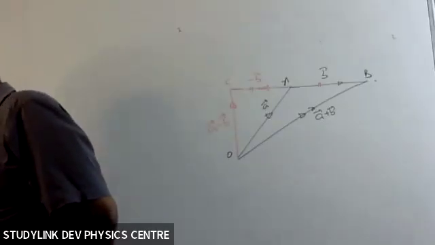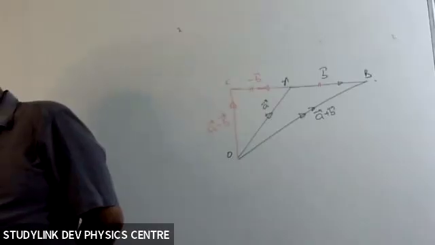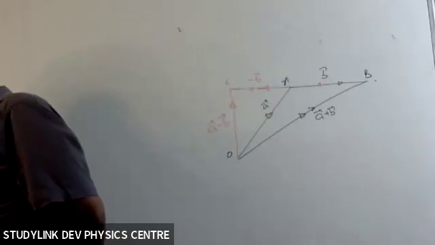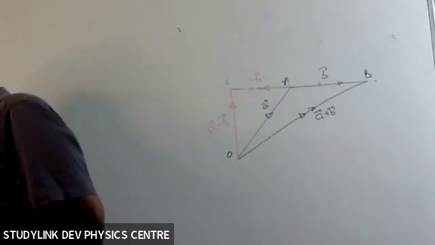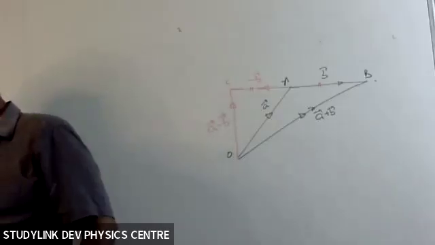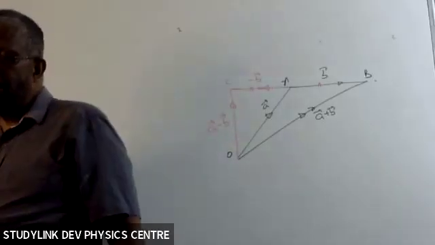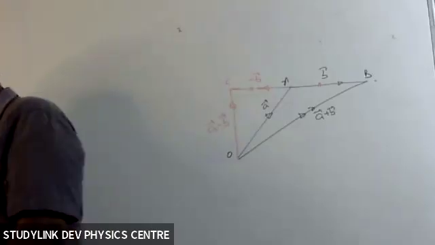Another example, a numerical example. An aeroplane flies 120 kilometers towards east, then 50 kilometers towards north. Find the displacement of the plane.